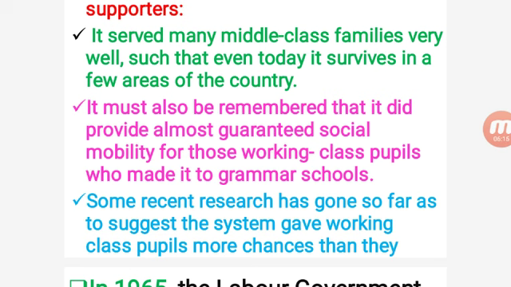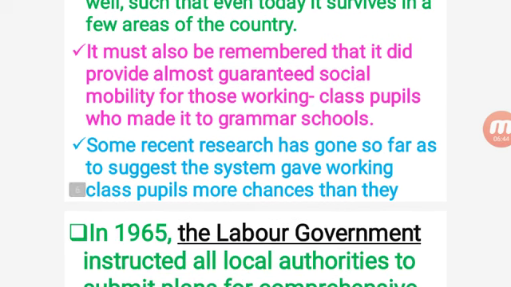We also have grammar schools here, all the private chains here in Pakistan. Only the elite class can get admission there. It must also be remembered that it did provide almost guaranteed social mobility for those working class pupils who made it to grammar schools. Some recent research has gone so far as to suggest the system gave working class pupils more chances than they deserved.